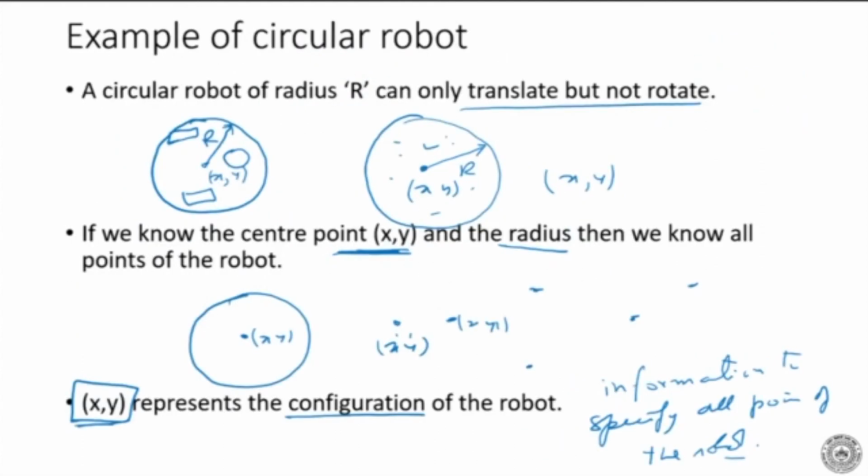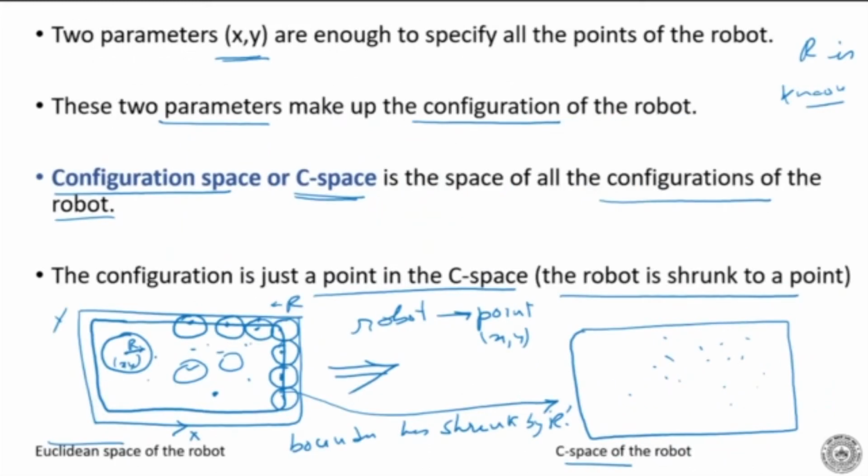In order to do that, what we see is that if you know where the center of the robot xy is and you know the radius, then you know where the other points of the robot are. Like if I give you x dash, y dash here, the robot is there, then I immediately know where the other points are. So xy is the information required to specify all the other points of the robot, and this xy is called the configuration of the robot. It is like saying the robot has shrunk to this point, which is xy. Now these two parameters make up the configuration space, which we call the C space.